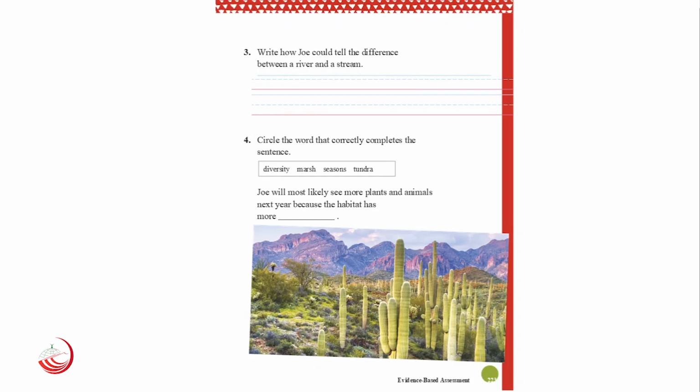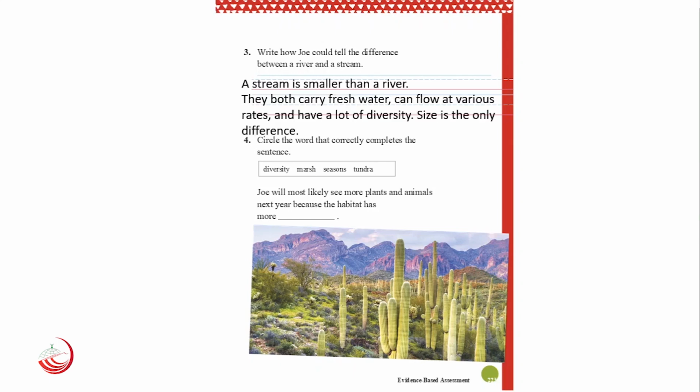Okay, write how Joe could tell the difference between a river and a stream. So we talked about rivers and streams. We said that rivers and streams have fresh water, unlike the ocean. The ocean has salt water. They have a lot of diversity, which means that they have different kinds of fish and living things. The only difference between them is the size here. So a stream is smaller than a river.